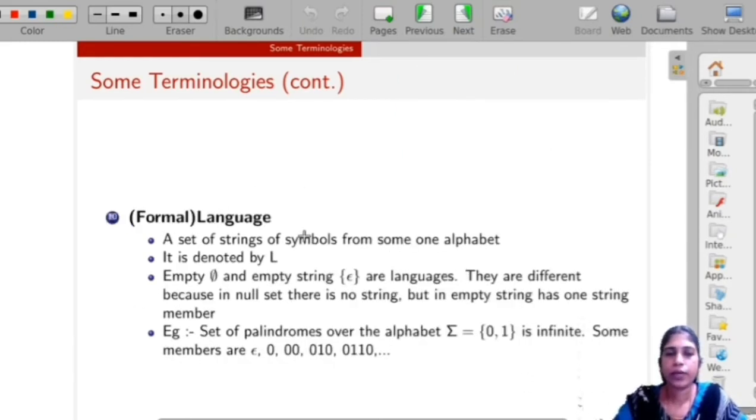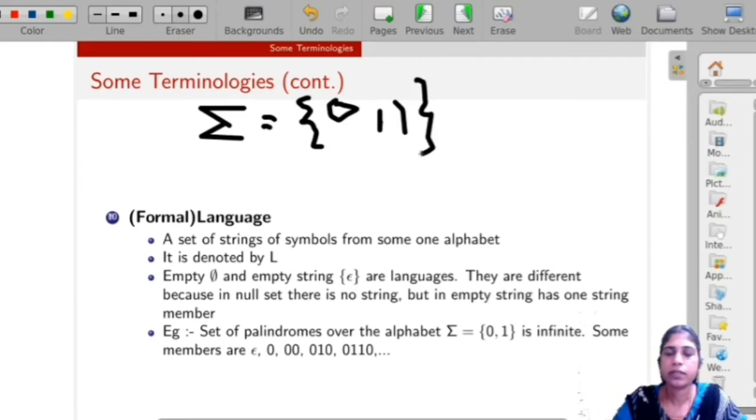Then what is a language, or a formal language? A set of strings or symbols from some one alphabet. That is called a language. Set of strings or symbols from one alphabet. You know what an alphabet is? Alphabet is represented by sigma. Suppose sigma is equal to the set {0, 1}, as in the digital system.